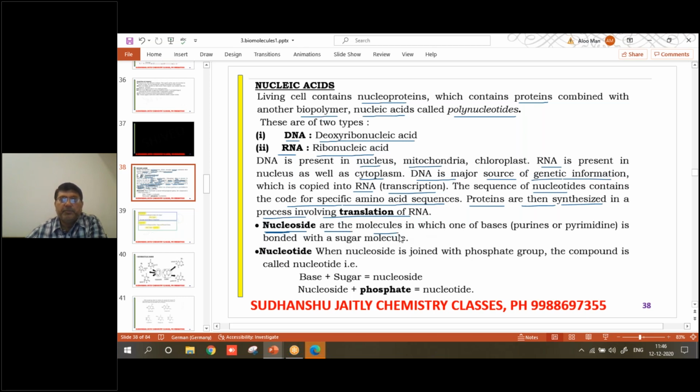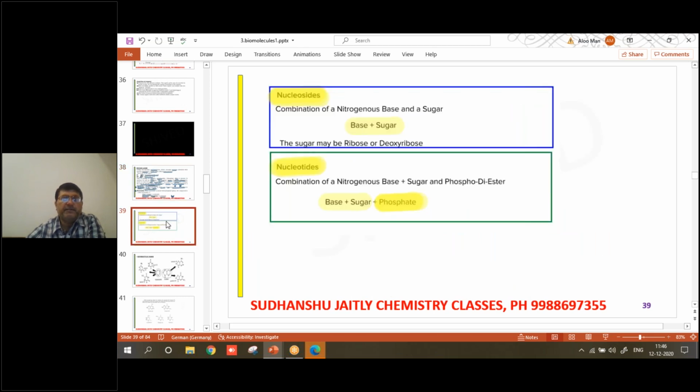Nucleoside are the molecules in which one of the bases, अभी बताता हूँ, purines or pyrimidines, all important, अभी आते चले जाएंगे, is bonded with a sugar molecule, the ribose and the deoxyribose sugar. A nucleotide is basically nucleoside तो है ही, which has base and sugar. One phosphoric acid का derivative will come and that is going to be nucleotide. The nucleoside plus phosphate is going to be known as nucleotide. हम अभी इसका structure भी देखने वाले हैं.